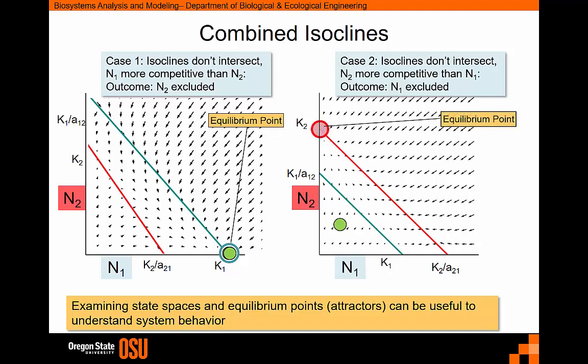The second scenario is the opposite of the first. The isocline of species 2 is above and to the right of the isocline for species 1. This graph can be interpreted in much the same way as the previous one, except that the joint trajectory of the two populations, when starting in between the isoclines, is up and to the left. In this case, species 2 always outcompetes species 1, and species 1 is competitively excluded by species 2.